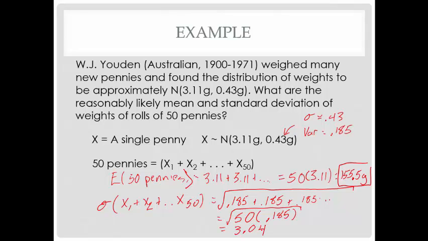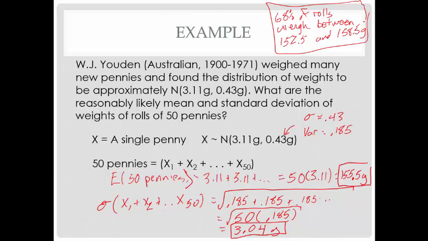3.04. If you think about it, now all of a sudden we'd be saying, 68% of the rolls would weigh between 155 plus or minus 3, so about 152.5 and 158.5 grams. That makes a lot more sense than what we would have seen yesterday.